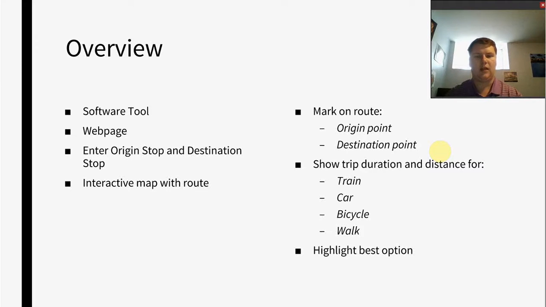I really wanted to highlight on the map the origin point and the destination point, and then clearly and concisely show the duration and the distance for the four main modes of transportation, and highlight the best option, using some methods to figure out what would be the best way to get around.